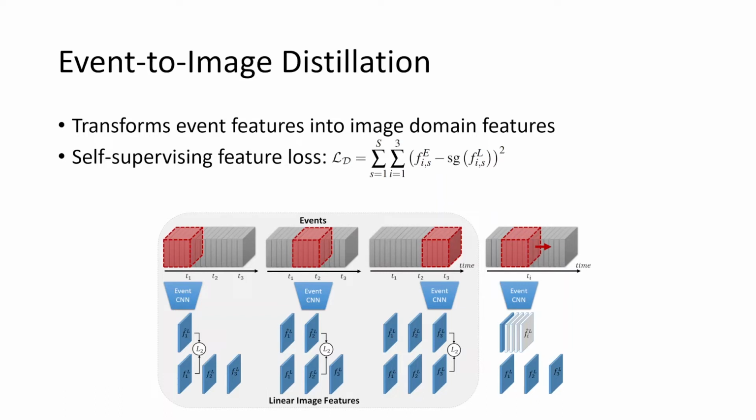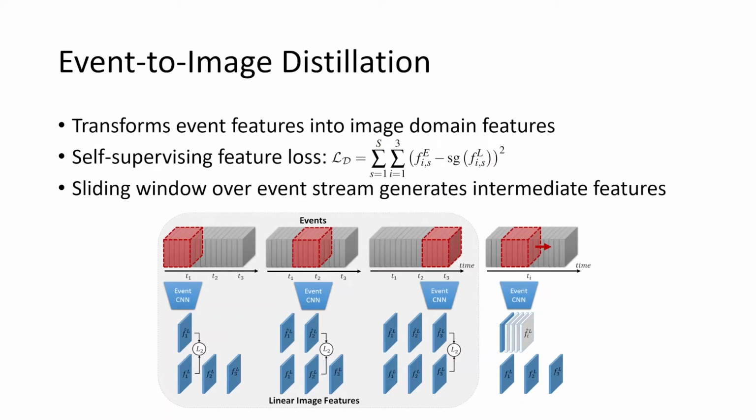Because our CNN encoders extract features at multiple scales, we apply this self-supervising loss over each scale and on each of the 3 input low dynamic range images. We are then able to exploit the higher frequency information of the events by using a sliding window over the event stream, to extract intermediate event features in between each of the low dynamic range images, and using the distillation to transform these features into image domain features.